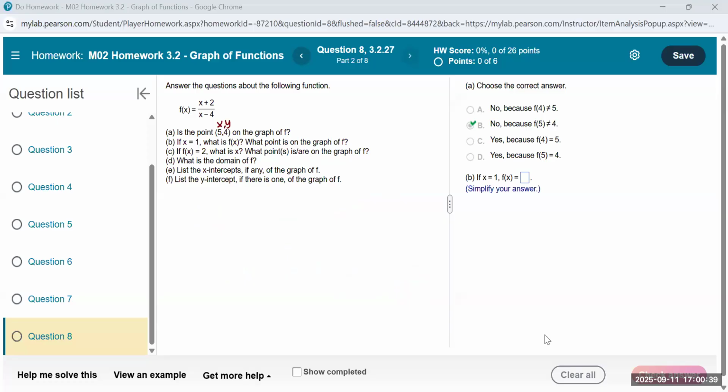B, if x is equal to 1, what is f of x? So we're going to substitute 1 for x in the equation. Wherever you see x, you put a 1. And that gives us -1. So if x is equal to 1, then f of x is equal to -1. An input x equal to 1 gives an output of -1.